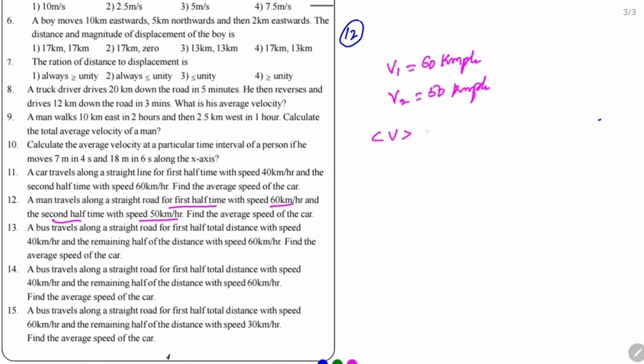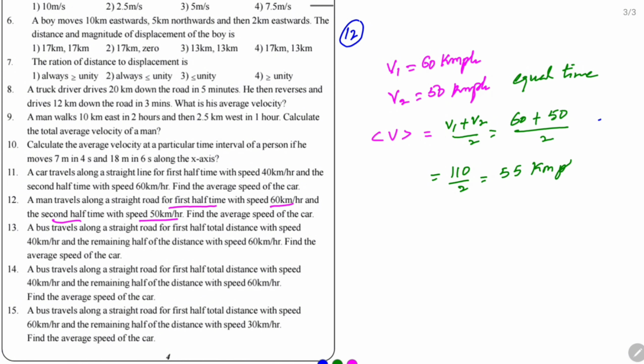So, here also it is equal time, as in the previous question. So, when it travels for equal time with different speeds, then average speed is (v1 plus v2) by 2, which is 60 plus 50 over 2, which is 110 by 2. So, you can write this further as 55 km/h. This is your answer.